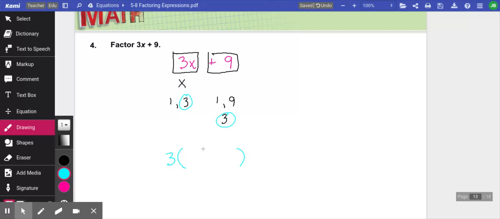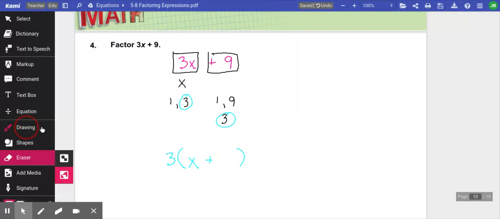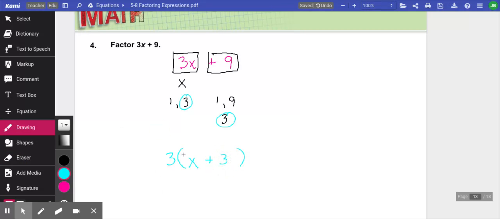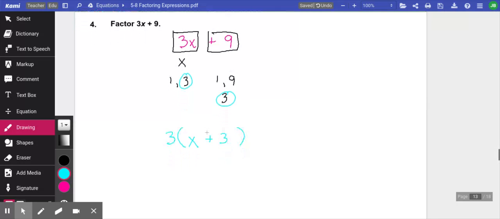What goes inside of the parenthesis is what would be left. So what is 3x divided by 3? Well, it's just x. And what is 9 divided by 3? Well, it's just 9. And we put the plus sign in the middle. Made a mistake there, didn't I? 9 divided by 3 is 3. There we go. Don't want to make mistakes, but I leave it on the video. I don't want to edit that out because I'm proving, hey, we all make mistakes, right? As long as we catch them before we move on.